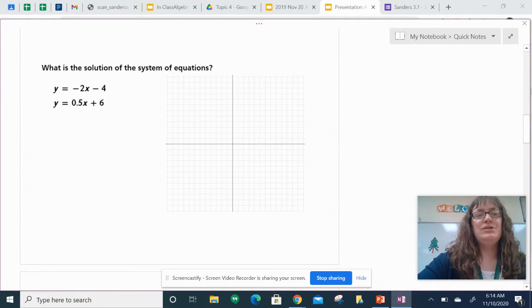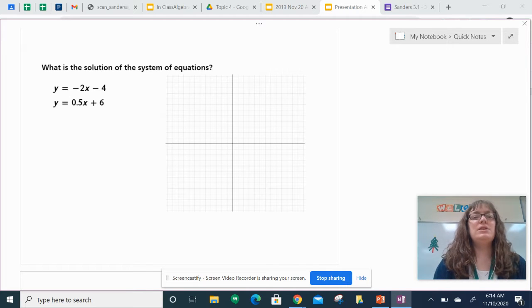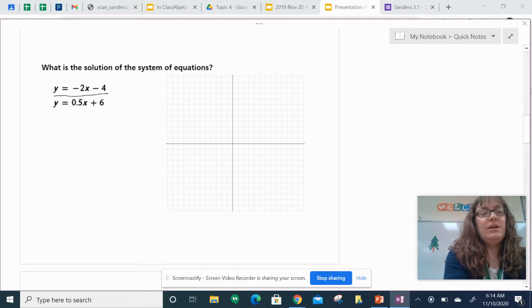All right. So the first question says, what is the solution of the system of equations? And then they give us two equations. They say y is equal to negative 2x minus 4, and y is equal to 0.5x plus 6. So the first thing I'm going to do is start by graphing this first equation.